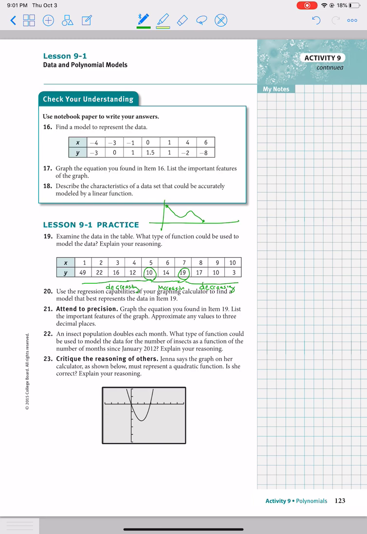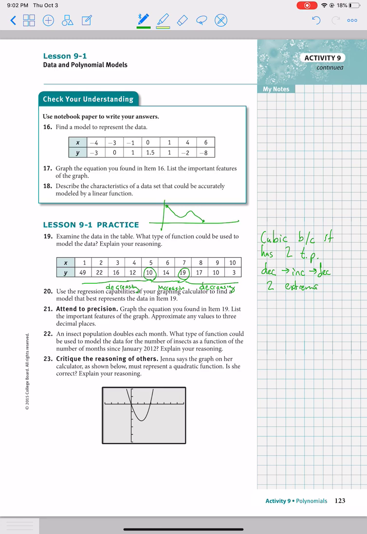So the answer for number 19, what type of function could be used to model this data? We could say it's cubic. And now with some new vocab words, we can say because it has 2 turning points. Or you can say because it decreased, then it increased, and then it decreased. Or you could say it has 2 extrema. So a lot of different explanations here. But mostly you can stick it to how many intervals of increasing or decreasing it has, or how many turning points it has.